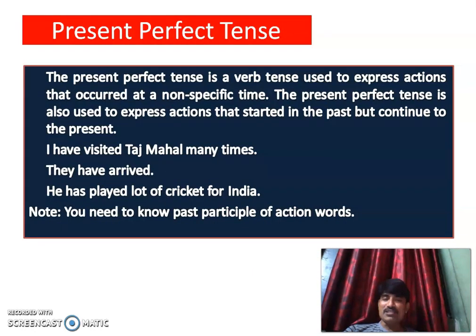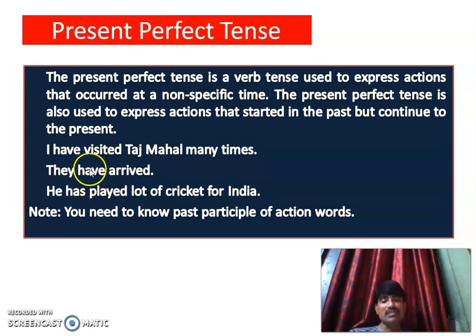The next tense is present perfect tense. Present perfect tense tells you that the action is over somewhere in the past. Recently, it is over. For example, I have visited Taj Mahal many times. They have started. He has played. See, have and has, these two haves, present tense forms, they have been used over here.